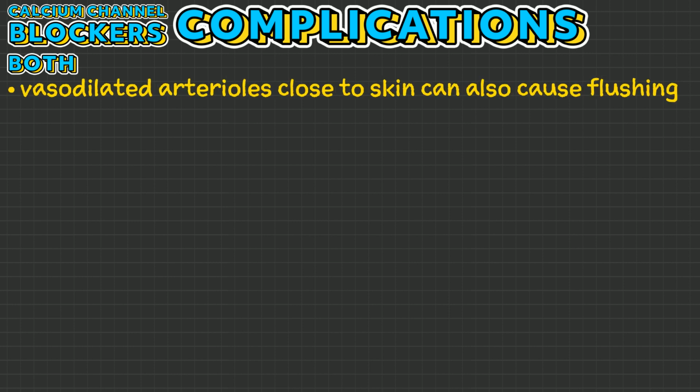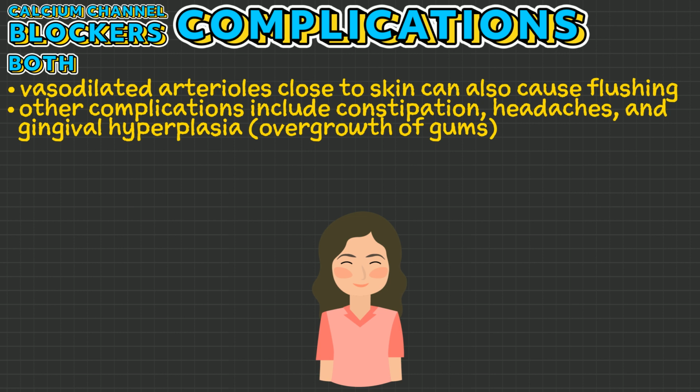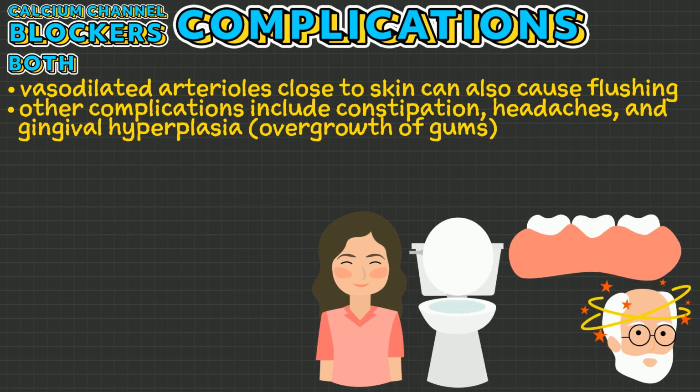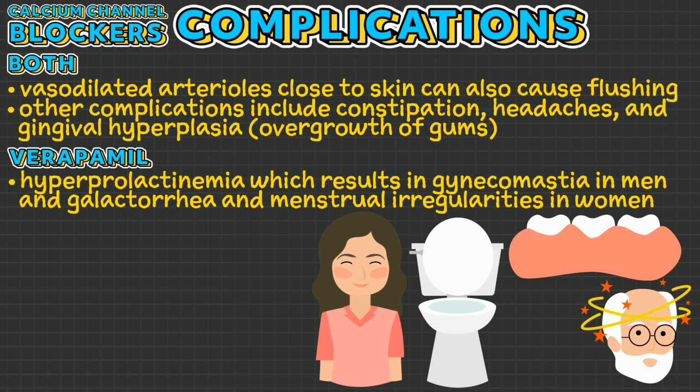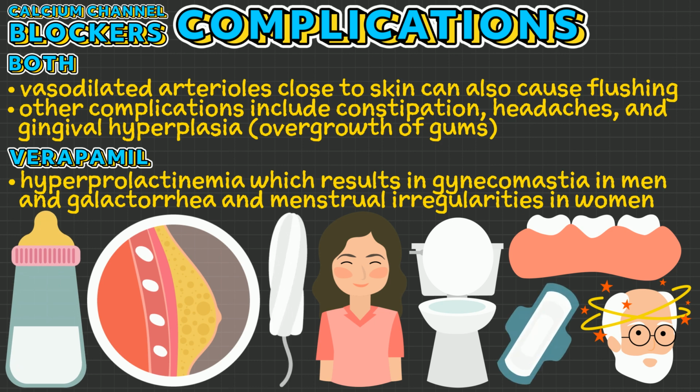Vasodilated arterioles close to the skin can also cause flushing. Other complications of calcium channel blockers include constipation, headaches, and gingival hyperplasia, or an overgrowth of the gums. And lastly, specific to verapamil, it is important to note that hyperprolactinemia may arise, which results in gynecomastia in men and galactorrhea and menstrual irregularities in women.